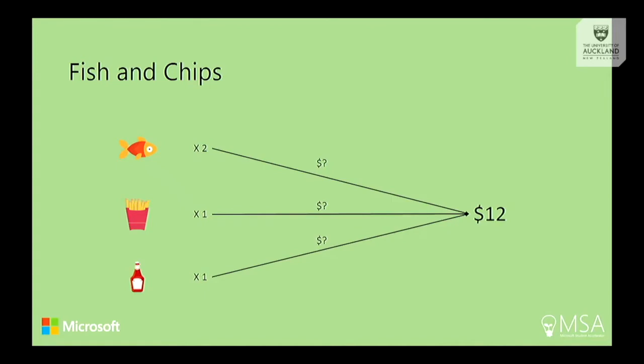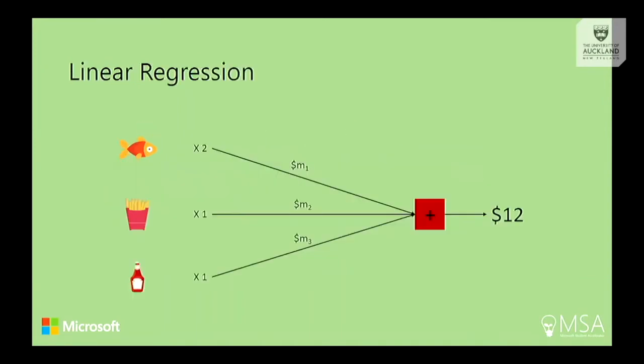So you're basically trying to figure out the price of each, how much does 1 fish cost, for example? Any idea how you could do it? You could write a mathematical equation. What do you think the mathematical equation will look like? Sorry, Mark? 2x plus y plus z equals 12? Yeah.